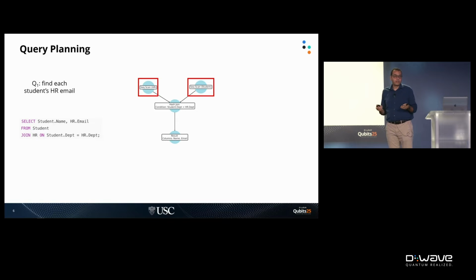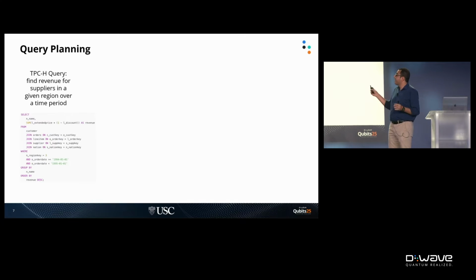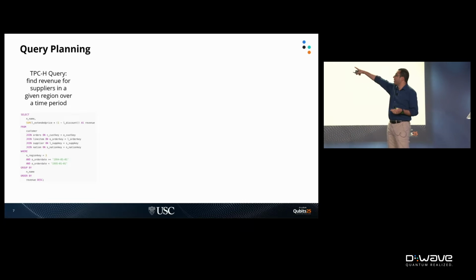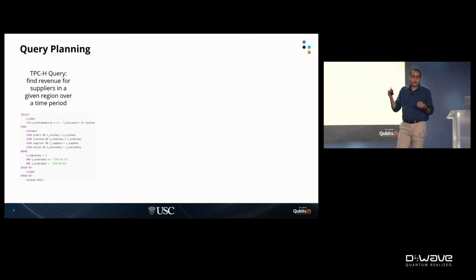But real-world query workloads are more complicated than this. So let's have a more complicated query example from a typical workload that everyone knows in the database industry, which is called the TPC-H workload. This is basically a workload used for benchmarking or evaluating the performance of decision support systems. And you can see here in this query, this is the semantic of the query. We try to find the revenue for suppliers in a given region over a time period.